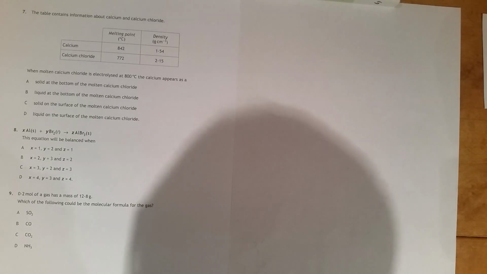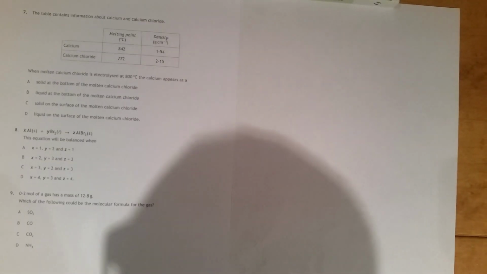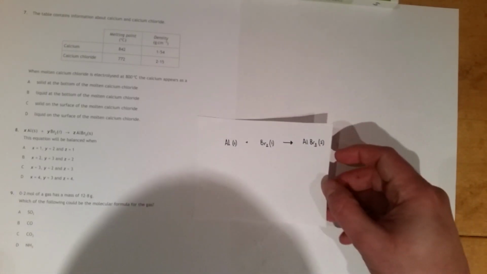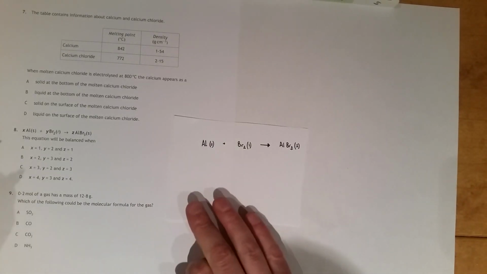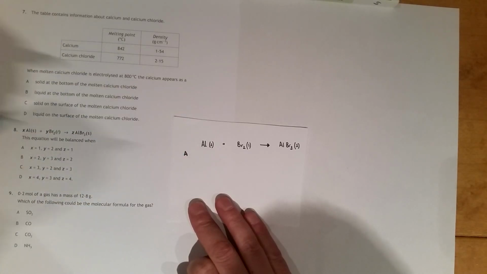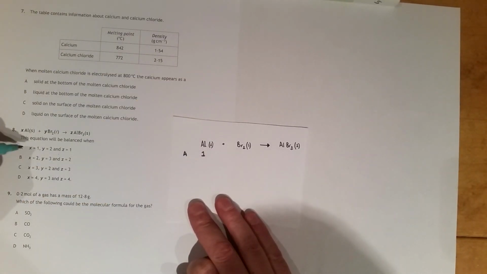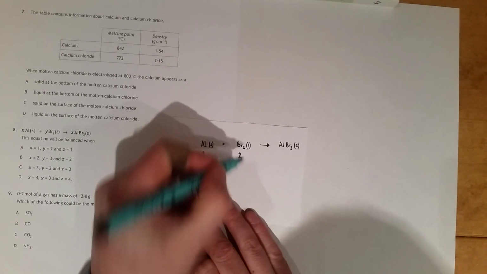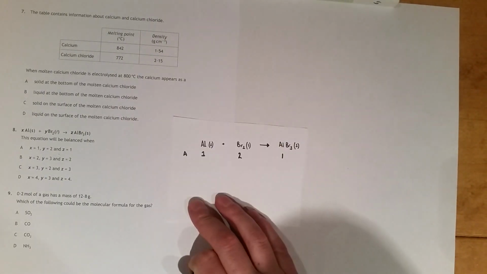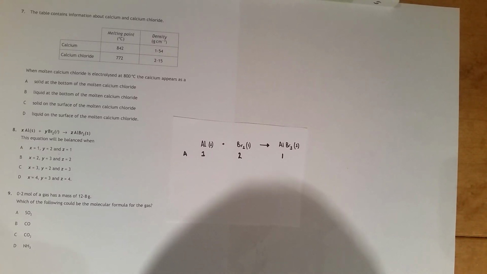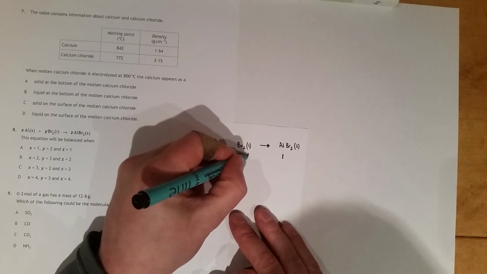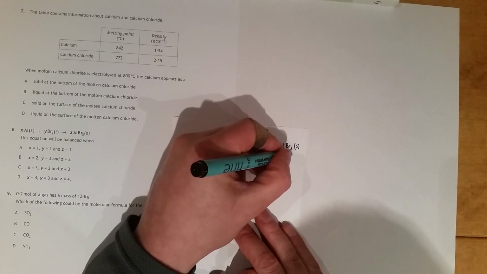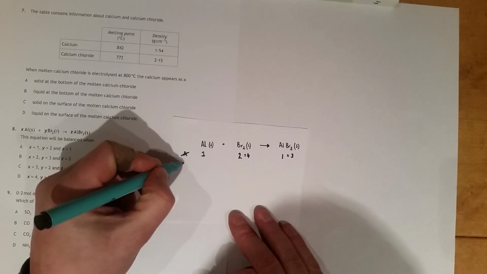Question 8. The equation XAl + YBr2 goes to AlBr3. A nice little balancing equation. You can work through this by trial and error. If you use example A, you have 1 aluminium, 2 Br2s and 1 aluminium bromide. This does not work, because 2 times 2 is a total of 4, but on the right hand side we've only got 3 bromines, so let's rule out A.